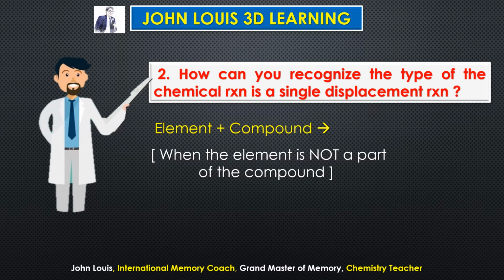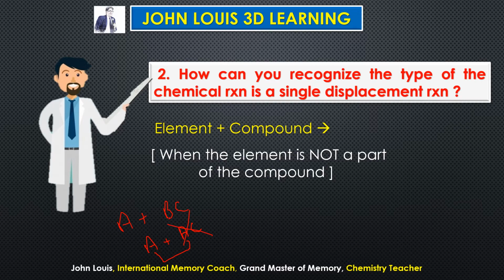If you take A, the compound may be BC. Suppose you take A, and the compound is also AC, then A is common. The same element is present as the positive ion in the compound. Then this will not take place. Then combination reaction will take place. That we have learnt in combination reaction.